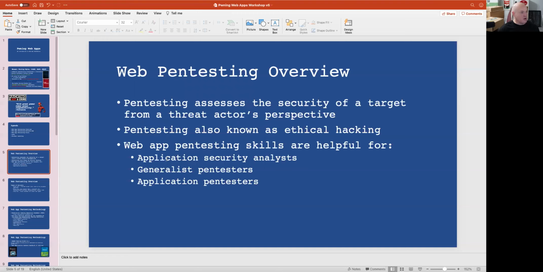So, an overview of pen testing in general. Pen testing assesses the security of a target from a threat actor's perspective. Notice I said threat actor. This could be a nation state. This could be a script kiddie. This is from that perspective, because you've got internet facing applications that the whole world can get to. So you're trying to take that approach to try to break into things, because sometimes if you run a vulnerability scan, you're going to see the vulnerabilities, but there may be things lying underneath that you're not going to be able to realize unless you hack into it.